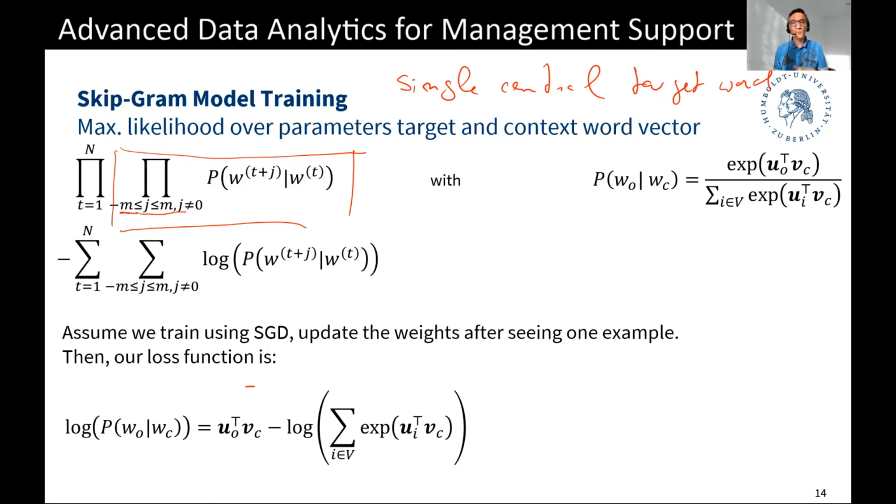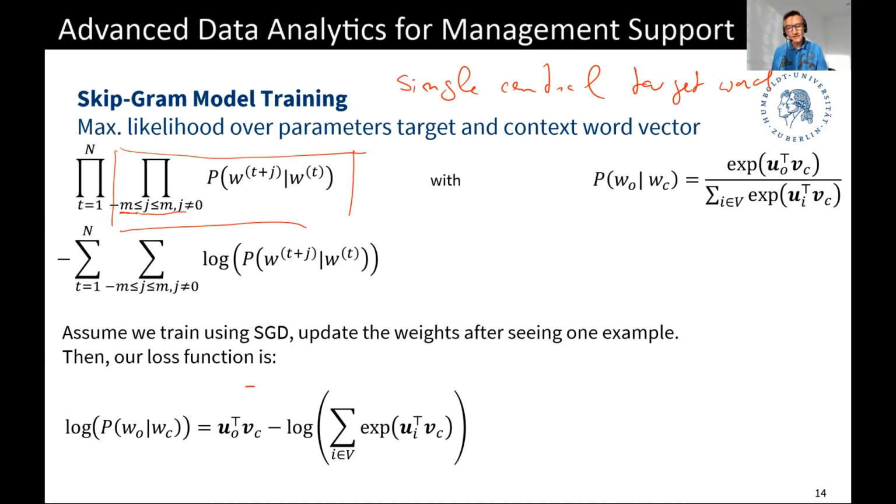This is what we want to maximize for our central target word not, but we don't have a single central target word. We basically shift our window all the way through our corpus, and that is the first product here, this t from 1 all the way to n, where n would denote the total number of examples that we have in our training data set. And well, we proceed as usual. Instead of maximizing the likelihood, we're minimizing the negative log likelihood, turning the product into sums, and that's the first step.